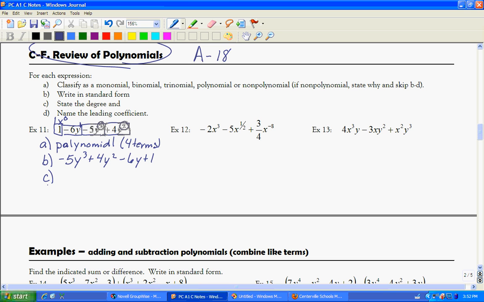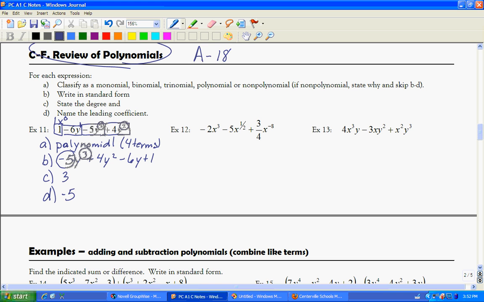C, state its degree. Well, the highest exponent is on our first term, which is 3. So the degree is 3. And then our last question, what is the leading coefficient? Well, the leading coefficient is negative 5. It's the coefficient of the highest degree term.